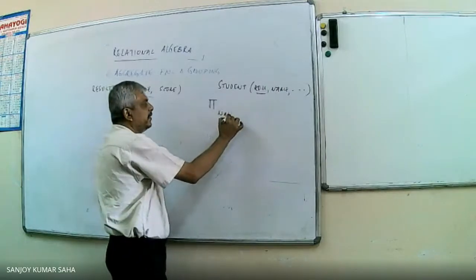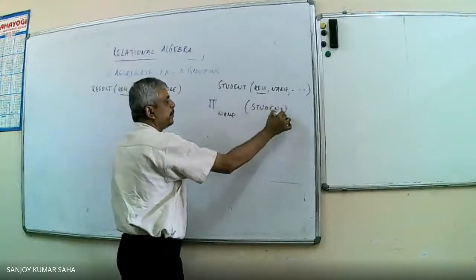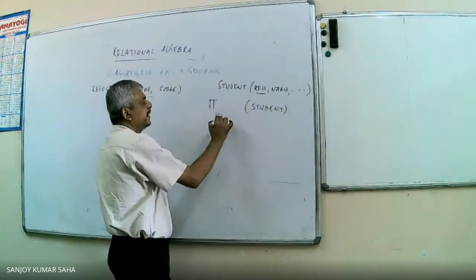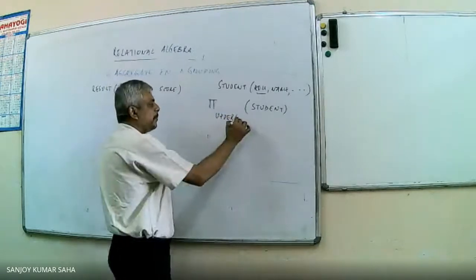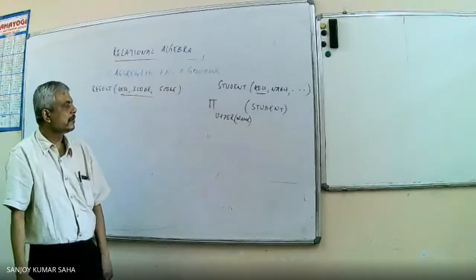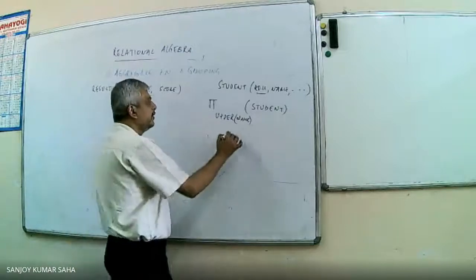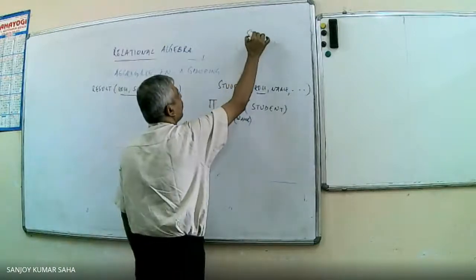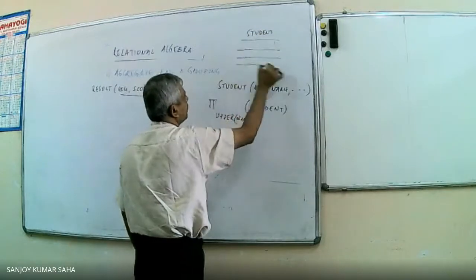If I go for this, it will show me the names, but those may not be in uppercase. So let us assume there is a function upper. If I apply upper on name, now it will be shown in uppercase. Now how does it work? Say in the student relation, these are the tuples.